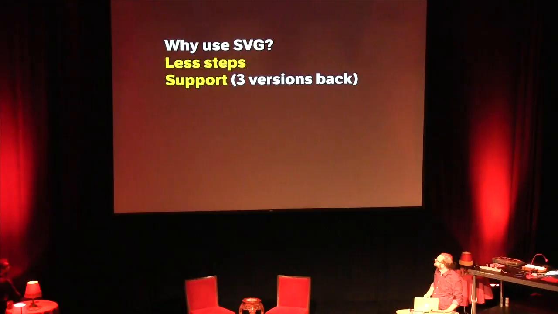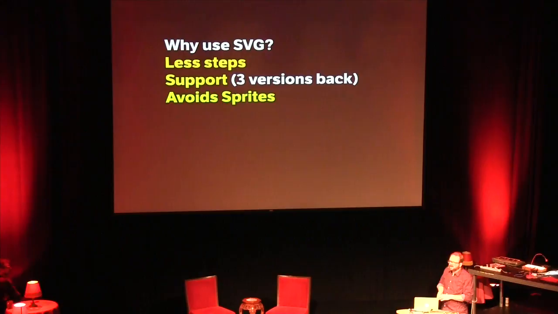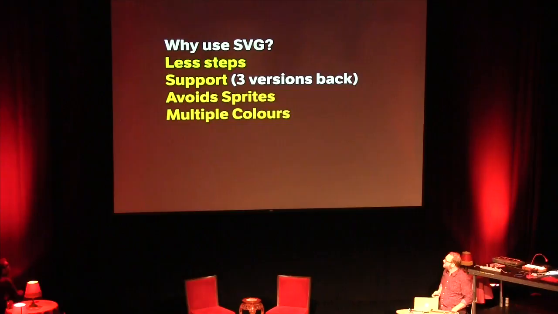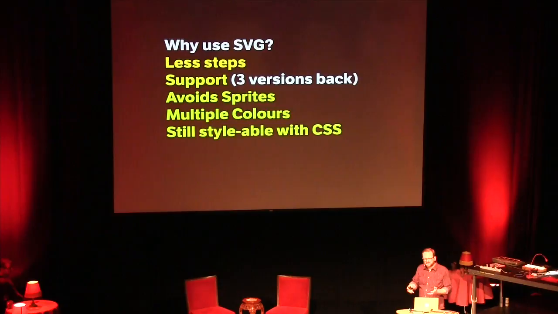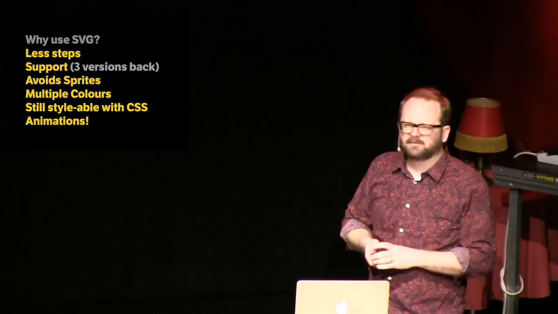In terms of support, support's not bad. Three versions back, IE9 and up, and actually even Opera Mini supports SVG. It does convert it into a bitmap, but you'll still see it. Again, it avoids the use of sprites, so we don't have to work out background positions. With SVG, the option is there to have multiple colors if you need them within the icon. And there's actually a way of doing it that's still stylable with CSS, and I'll come to that at the very end. And one of the sexy things is you can actually do animations with it as well. That's a little bit outside the scope of this talk, but there are some great tutorials out at the moment.